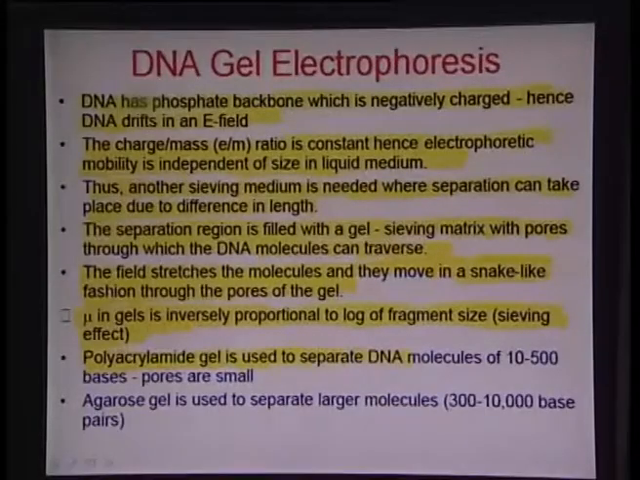Polyacrylamide gels are used to separate DNA molecules of 10 to 500 bases. Pores are small, resolution is high. Agarose, on the other hand, is used to separate larger molecules, about 300 to 10,000 base pairs. Pores are relatively large in this case, although the gel material is very milky and it is really not a very good sensing material as far as electrophoresis in thin capillaries is concerned.